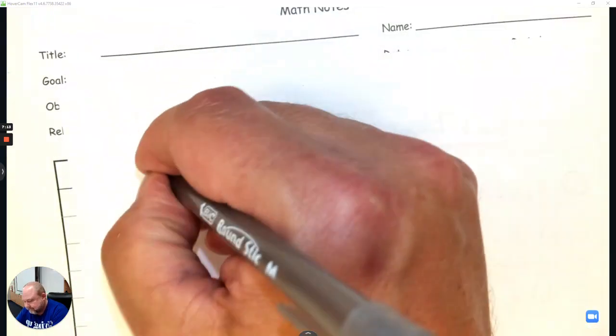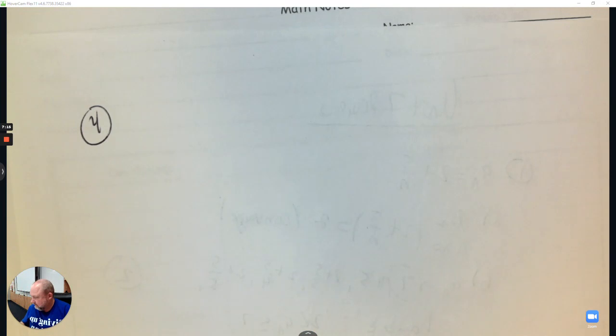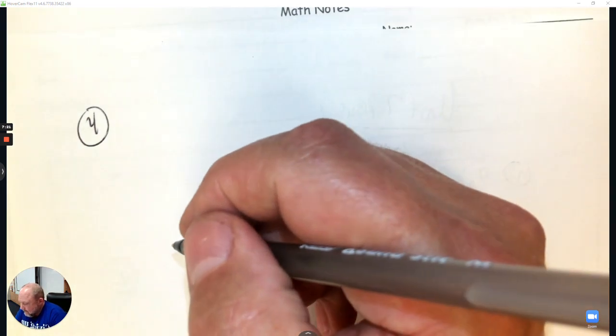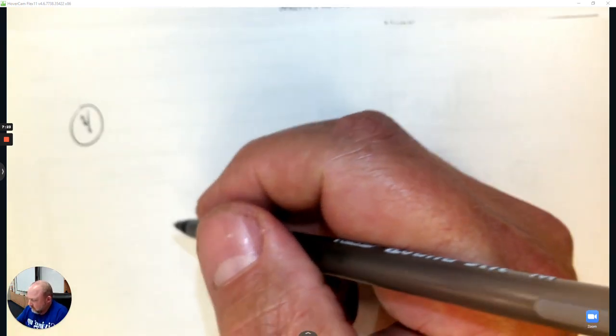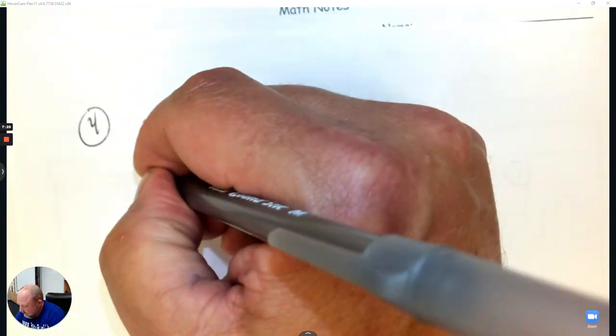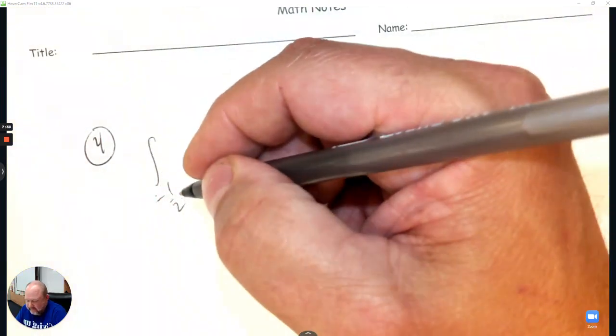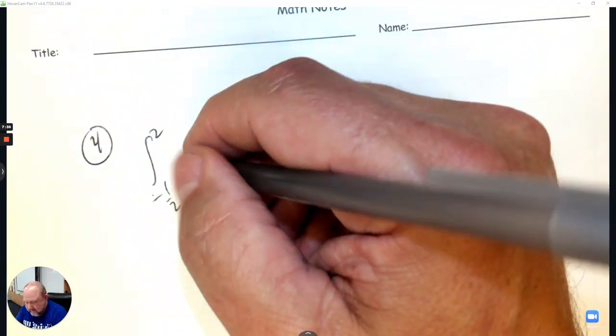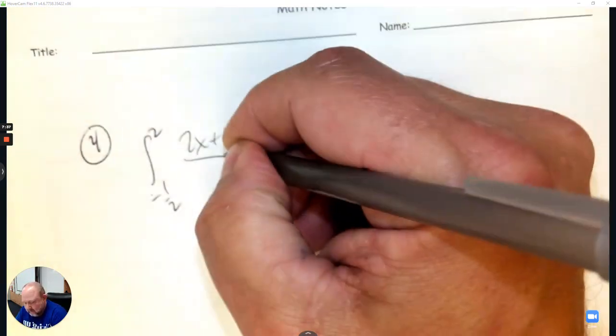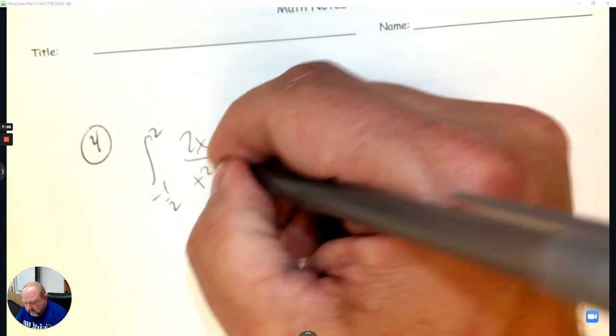Number 4. All right. From 1/2, or is that negative 1/2? Let me just look carefully here. Is that negative? That's negative 1/2, my eyesight. So negative 1/2 to 2, and then 2x plus 1 over x squared plus x.